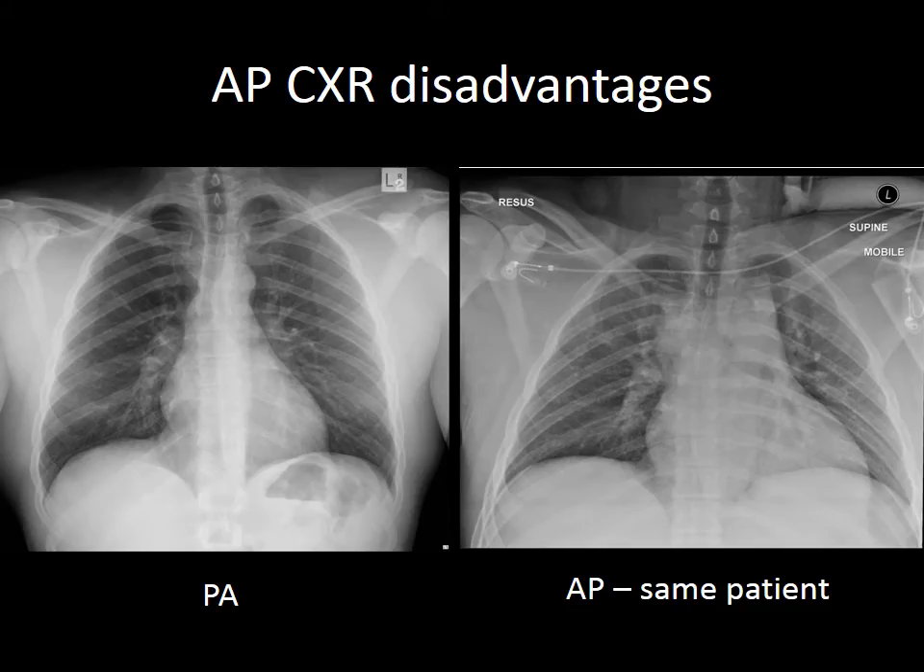The first disadvantage of the AP is that the mediastinum is magnified. Look at these two chest x-rays. They've both been taken from the same patient. The chest x-ray to the left is the standard PA view. The chest x-ray to the right is an AP view. In the AP view, the mediastinum is significantly magnified. Therefore, accurate assessment of cardiac size is not possible on an AP chest x-ray.